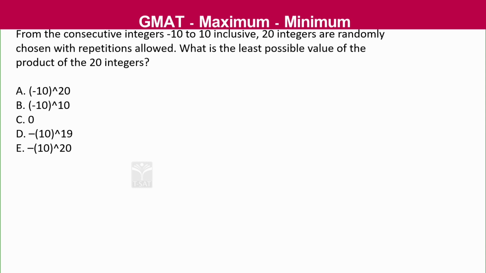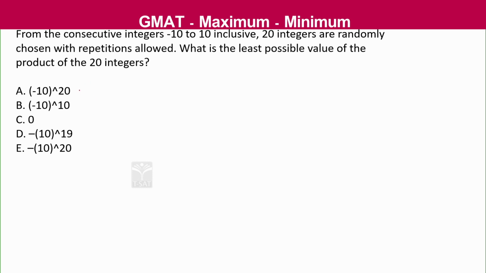From the consecutive integers minus 10 to 10 inclusive, 20 integers are randomly chosen with repetitions allowed. What is the least possible value of the product of the 20 integers? In this we can look at the options. When we look at the options, we can see which one is the least possible. They are asking the least possible value. We can check it by just checking the answers, starting from the least value and moving our way upwards.